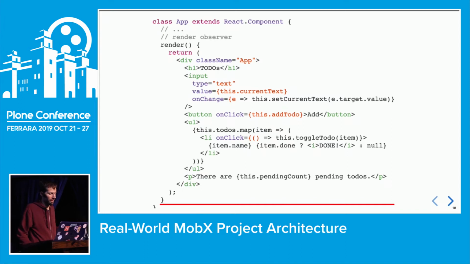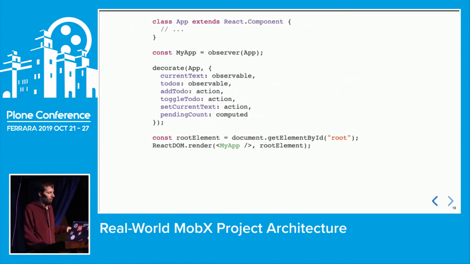For example, we can see here that we have an input of type text that has as a value the current text of the to-do we are typing in, and every time the value changes, what happens is we call the setCurrentText method, which will update in our state the value of the currentText property. Up to now, if you have a look, we haven't used MobX at all, right? We have just defined plain JavaScript classes.